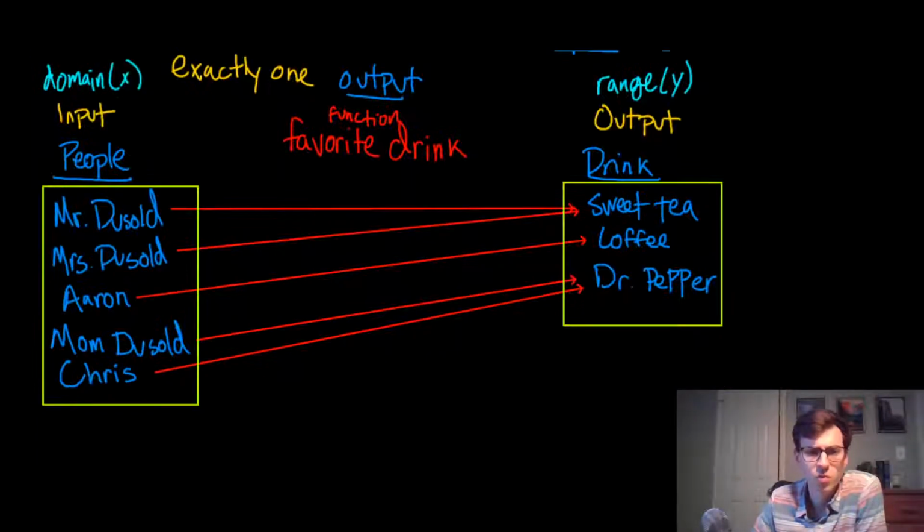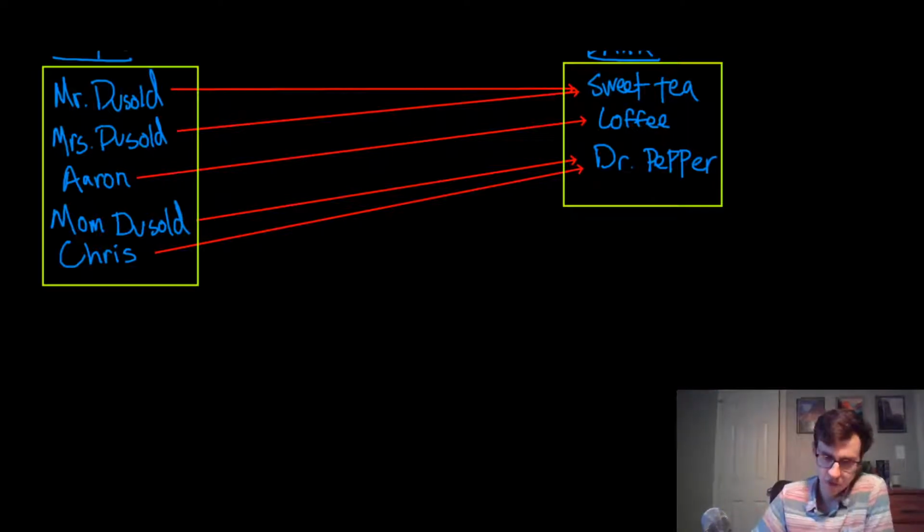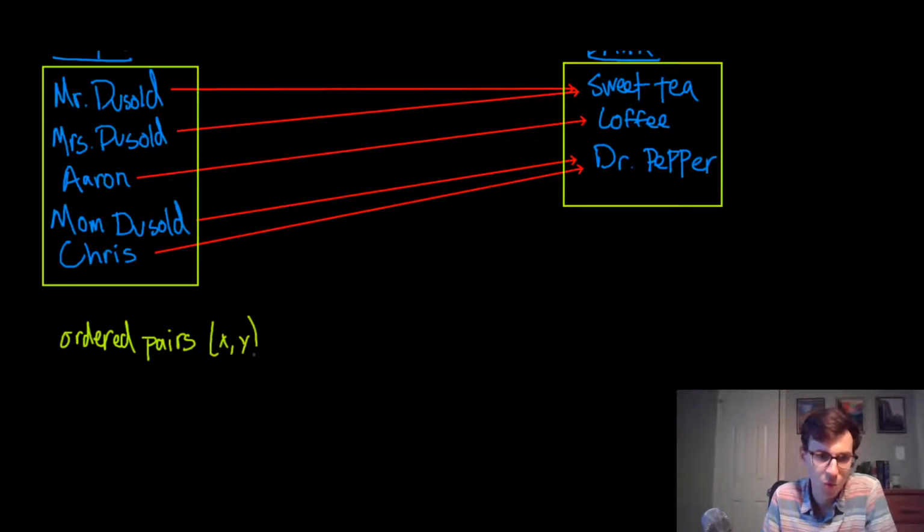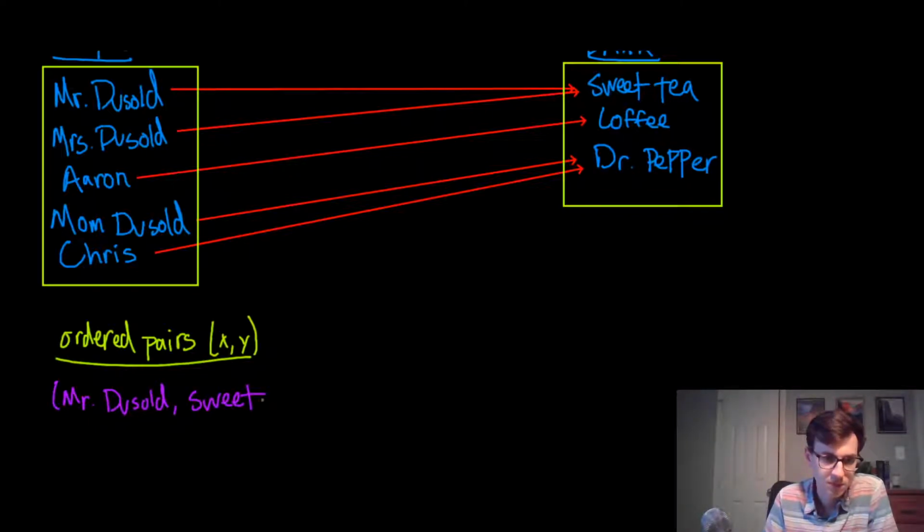What are some other representations? Well, you could have ordered pairs, another way to think about this. And you've probably seen this in the past as x comma y, right? So the ordered pairs for this would be Mr. Dussold, comma, sweet tea. And then you'd also have Mrs. Dussold and sweet tea.